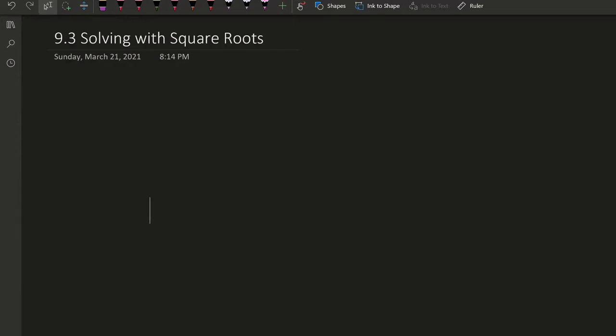Today we're going to be exploring a different way of solving quadratics, and that's solving by using square roots. So we'll start off with a very simple equation like this. x squared is equal to 9. Now you can probably do that one in your head. You're probably thinking the answer to that is 3 because 3 times 3 is 9.